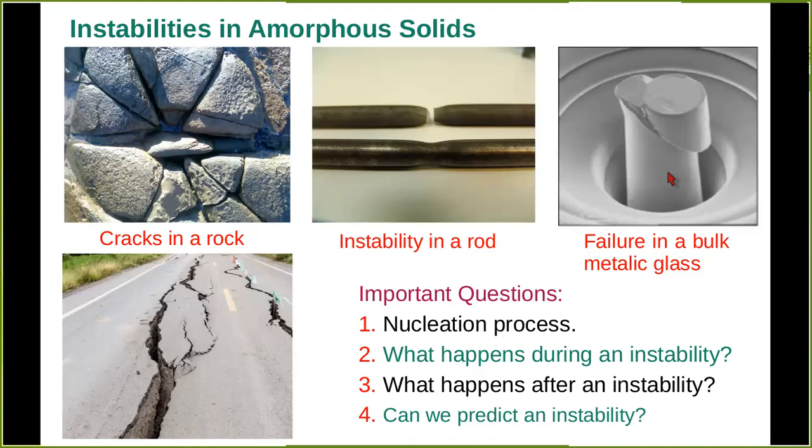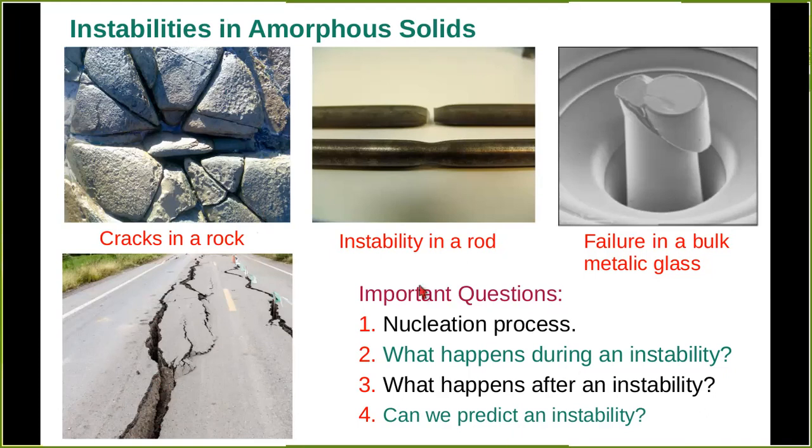In this picture, I am showing you failure in a bulk metallic glass. This is a picture from an experiment. A failure in a bulk metallic glass appears when we apply compressional stress along its axis. In this picture, I am showing you failure on Earth, which arises due to an earthquake, and this is an example from geophysics. Now, the important questions related to this type of instabilities are the following.